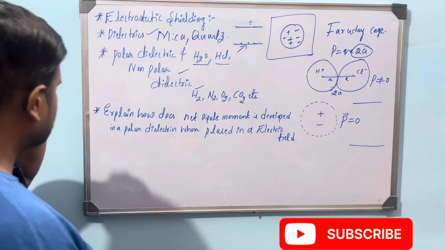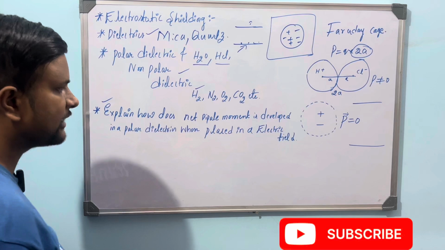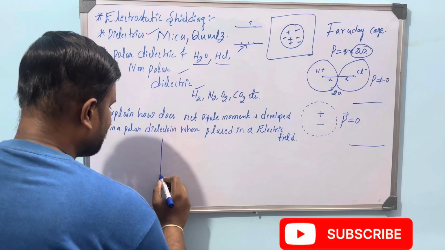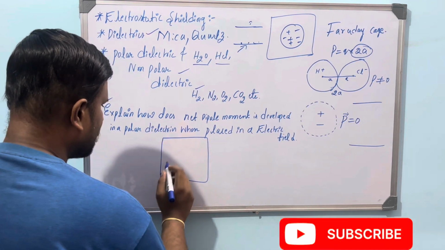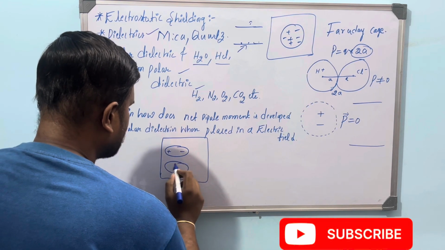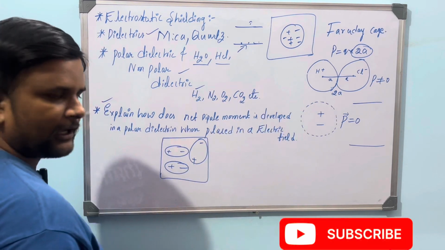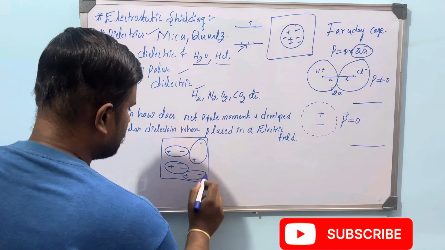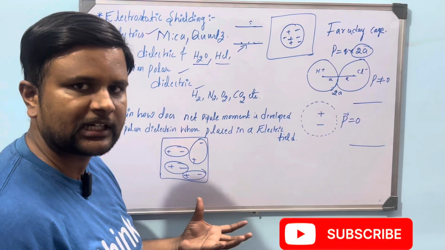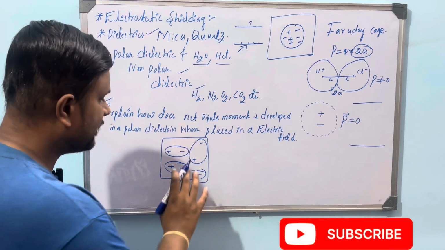Now the next concept: I will explain how an electric dipole moment is developed in polar dielectrics when placed in an electric field. I will consider a polar molecule. Polar molecules mean the center of the positive charge and the center of the negative charge do not coincide. They stay away from each other. This is the condition in the absence of an electric field, and the net dipole moment is 0 here.